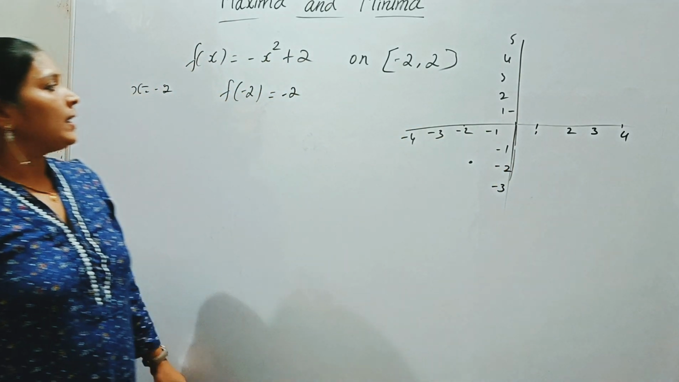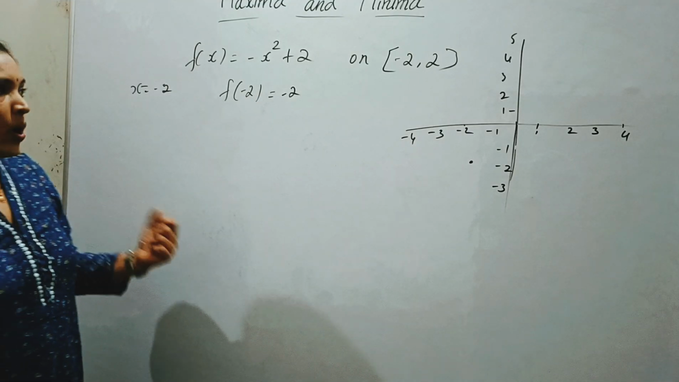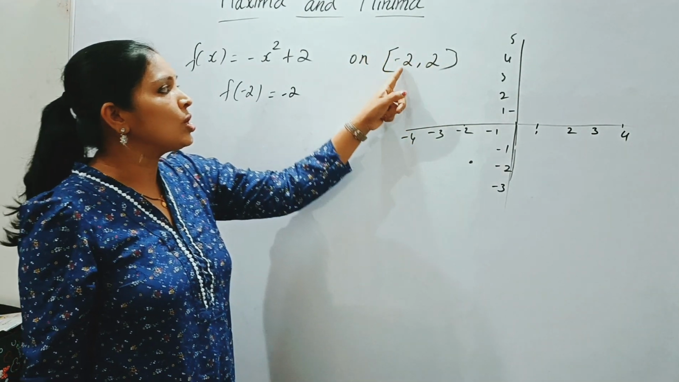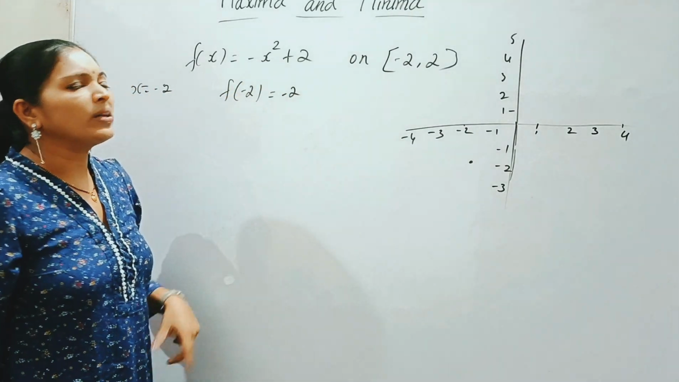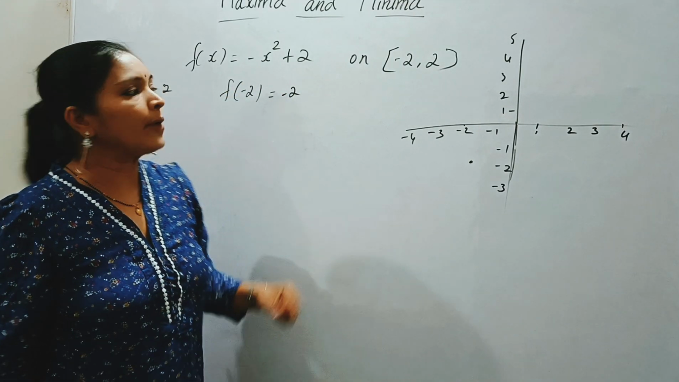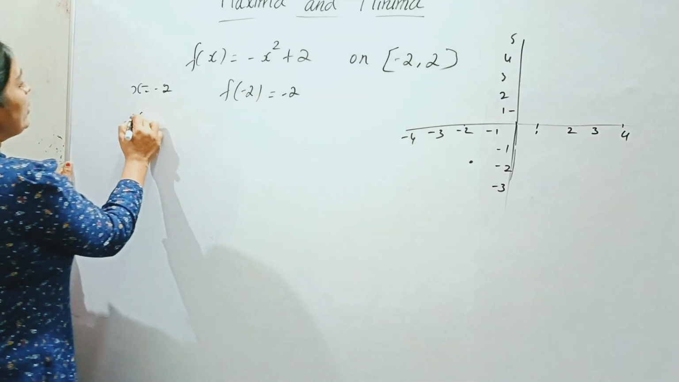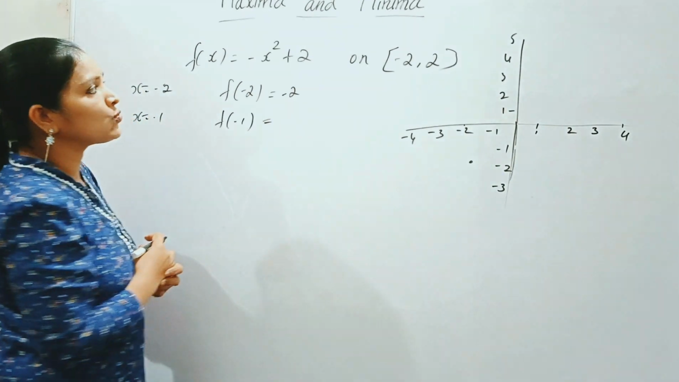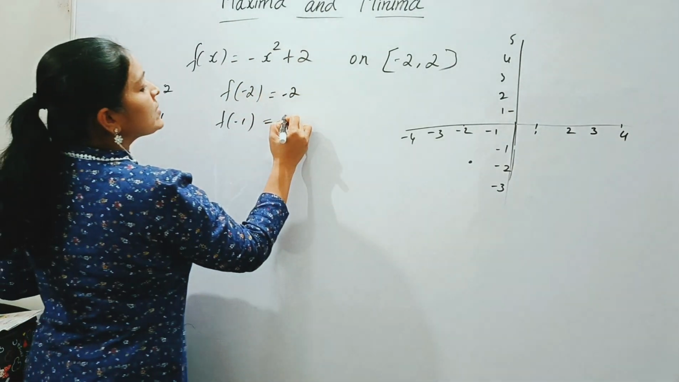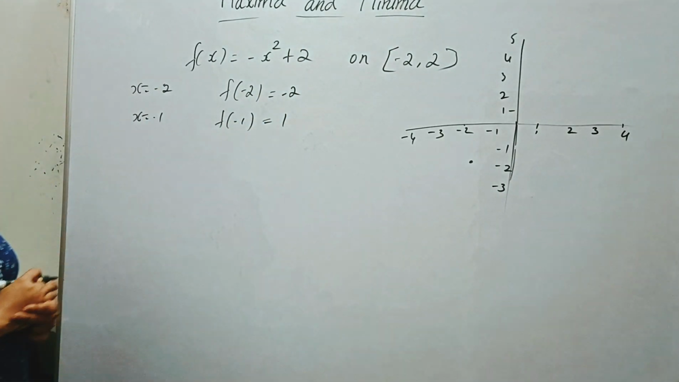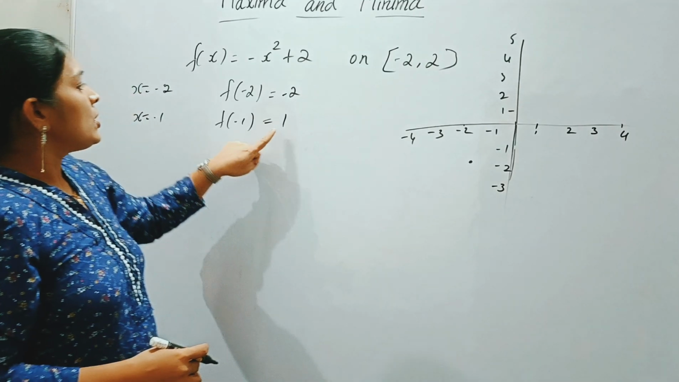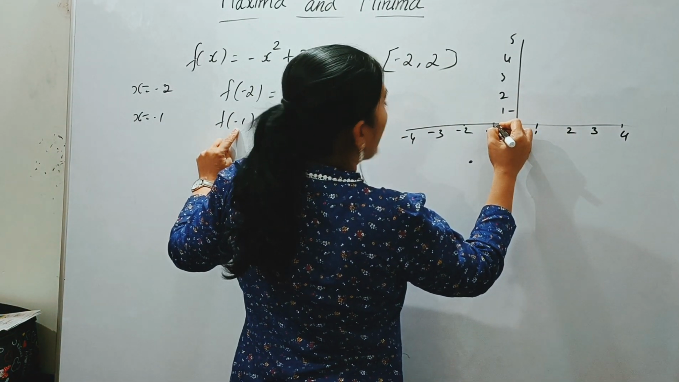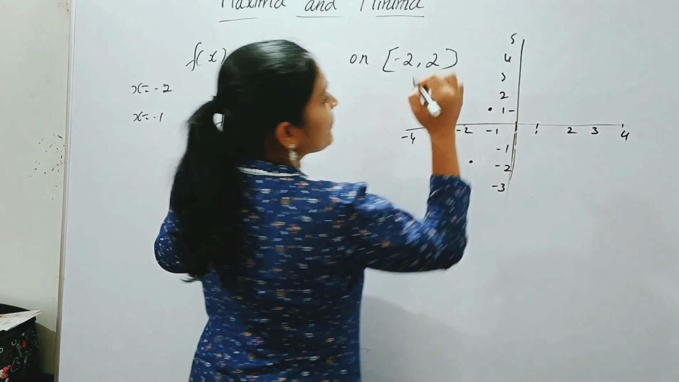Then when x is equal to minus 1, see what values are included. It is our domain minus 2 to 2, so minus 2 is included. Next minus 1, I am taking only integers. When x is equal to minus 1, f of minus 1 is nothing but minus 1 square is 1, minus 1 plus 2, that is 1. So when x is equal to minus 1, this value is 1.